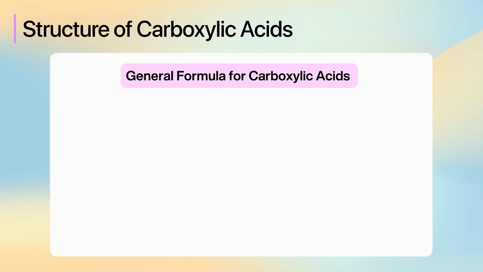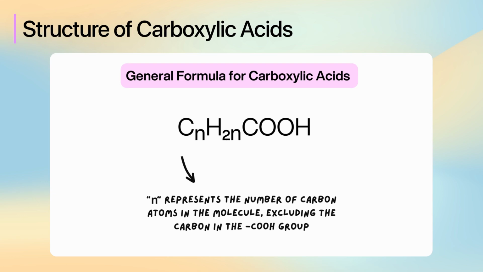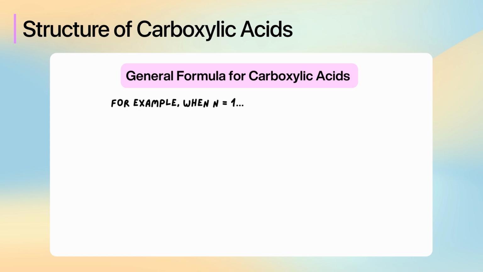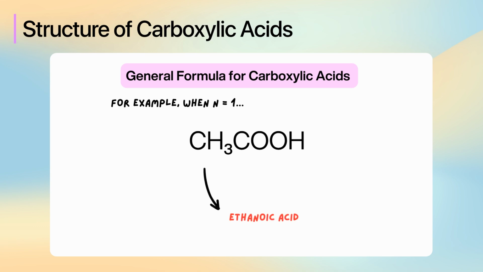Carboxylic acids are represented by the general formula CnH2nCOOH, where n represents the number of carbon atoms in the molecule, excluding the carbon in the COOH group. For example, when n equals 1, the molecular formula would be CH3COOH, which is ethanoic acid.